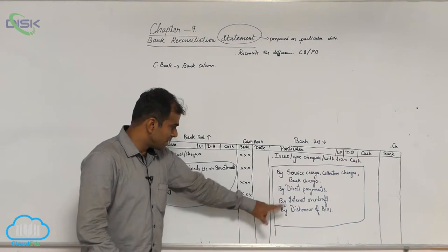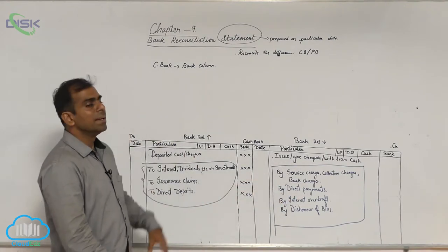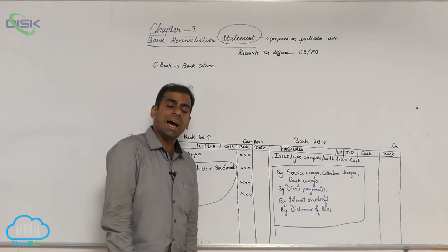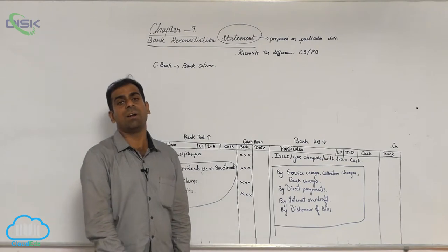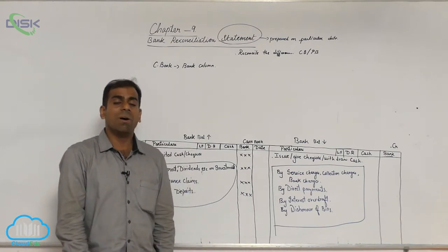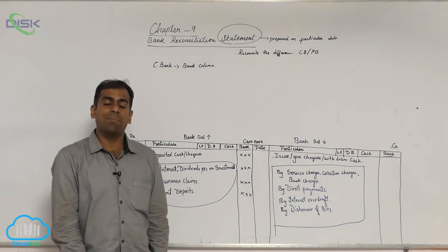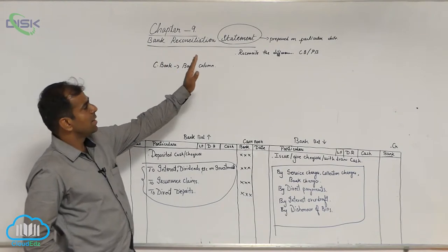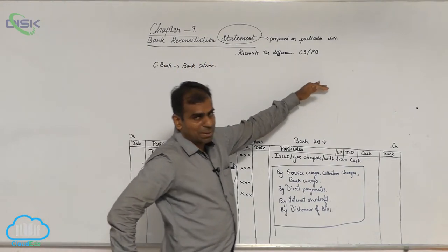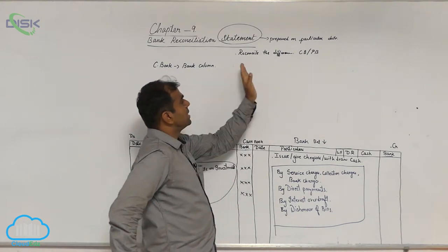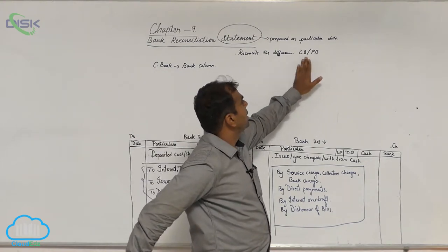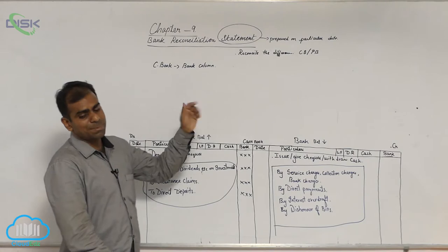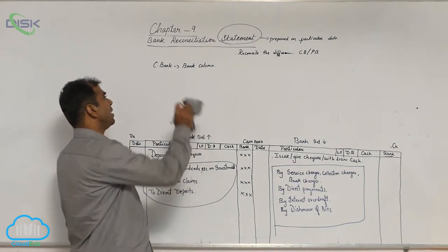That is, the ones which I have put in the box here and circled here, they can be entered by you into your cash book only after you refer to what we call a bank statement, or what we traditionally call a passbook. Now, we said a bank reconciliation statement is a statement prepared on a particular date in order to reconcile the differences between the cash book and passbook. We have discussed what a cash book is. Now, let us briefly discuss what a passbook is.